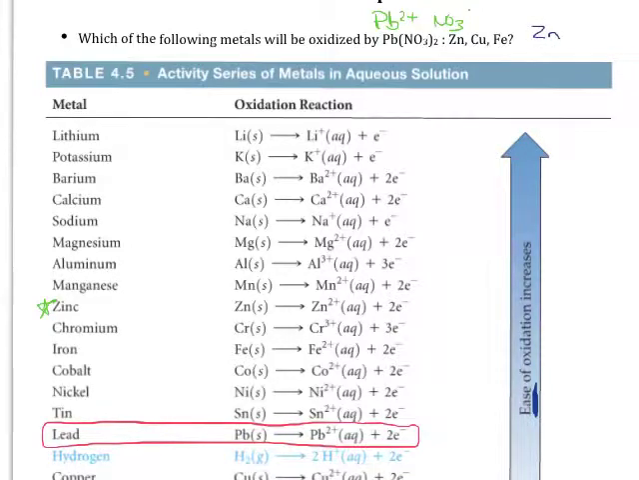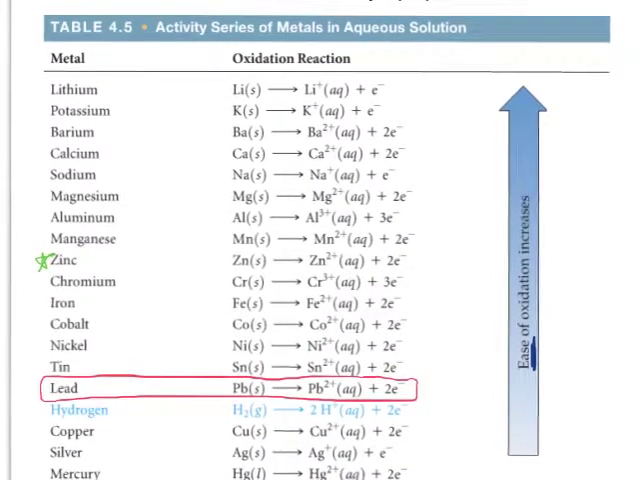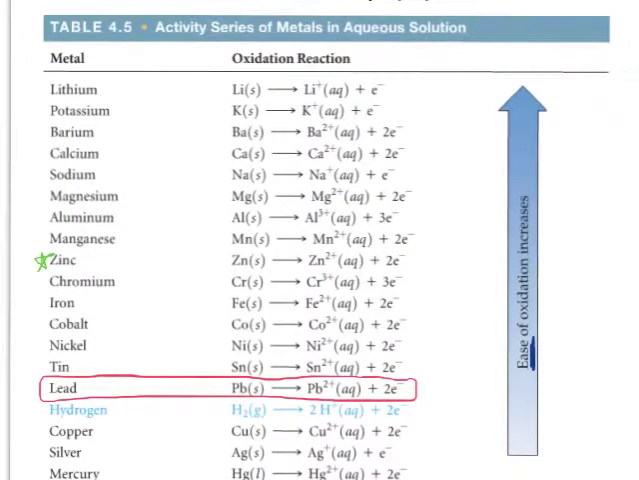Next one we want to look for is the copper, and we're going to have to scroll down to find the copper. Copper is down here, and since copper is below lead in the oxidation series, or the activity series, that means that lead cannot oxidize copper. Copper is harder to oxidize.